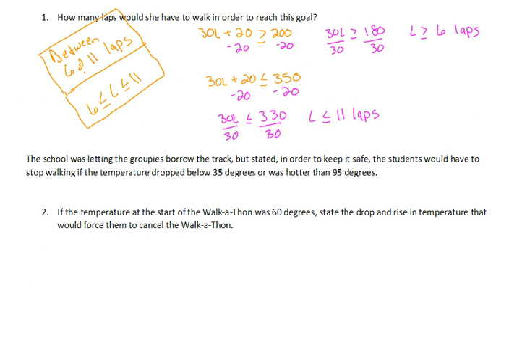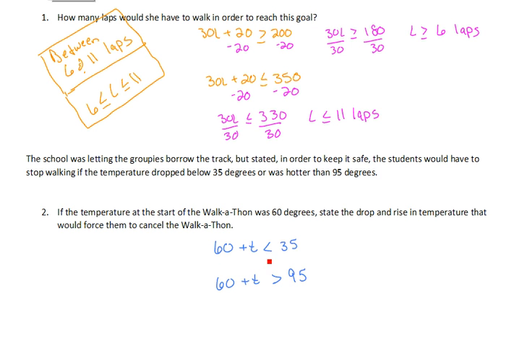The school was letting the groupies borrow the track, but stated in order to keep it safe, the students would have to stop walking if the temperature dropped below 35 degrees or was hotter than 95 degrees. So if the temperature at the start of the walkathon was 60 degrees, state the drop and rise in temperature that would force them to cancel the walkathon. Okay, so if we look at this, we have 60 degrees plus what temperature is going to make it less than 35 degrees. And 60 degrees plus what temperature is going to make it greater than 95 degrees.